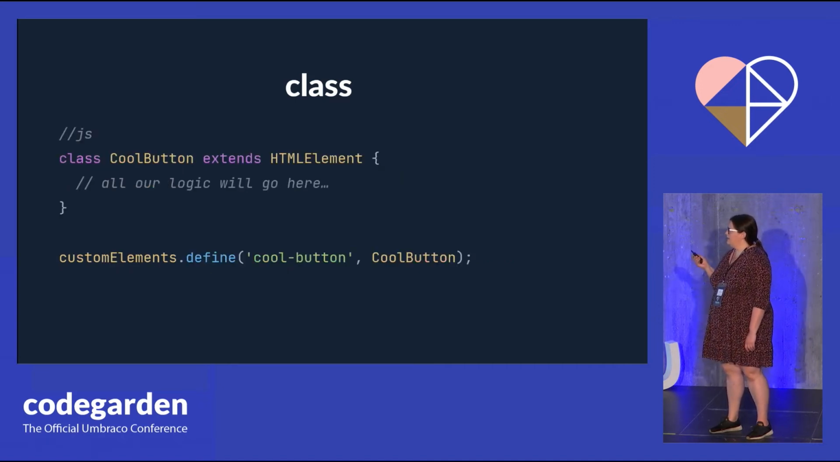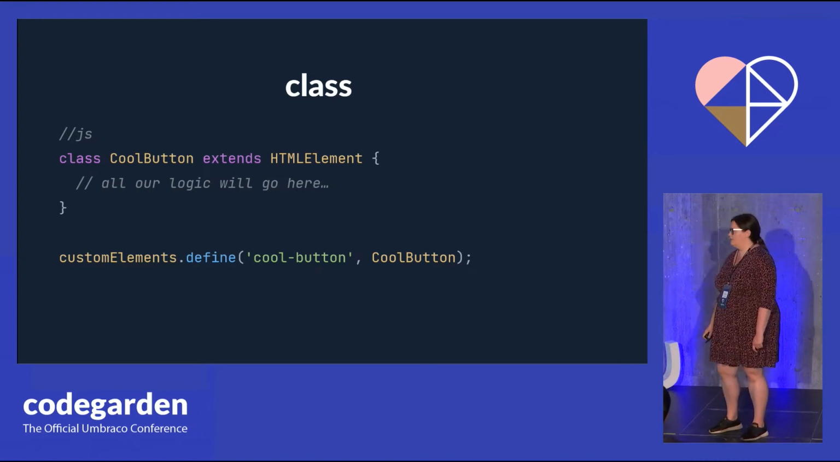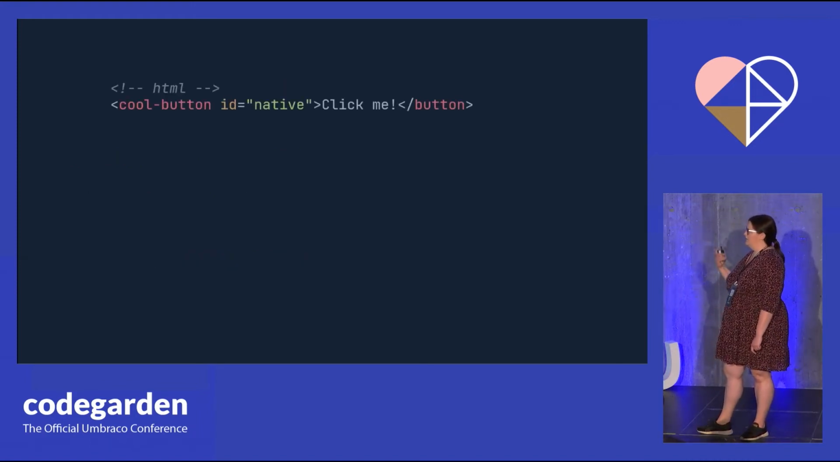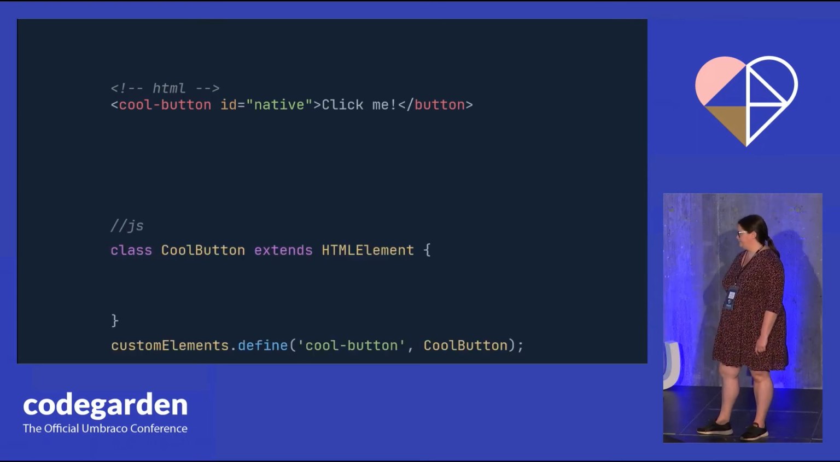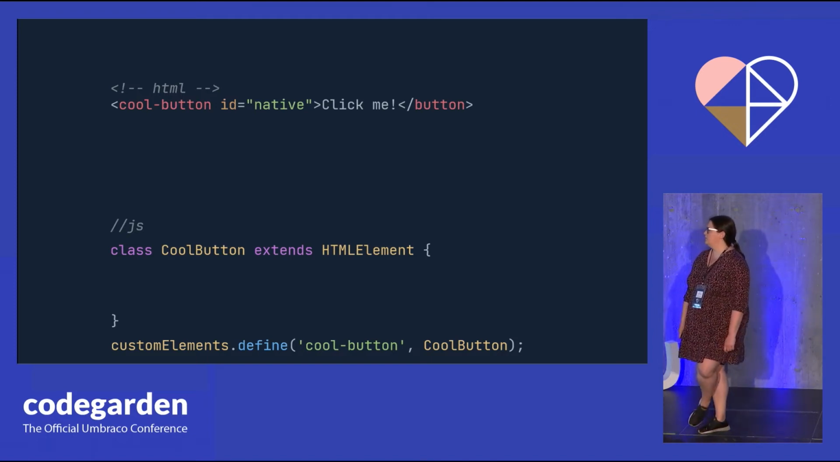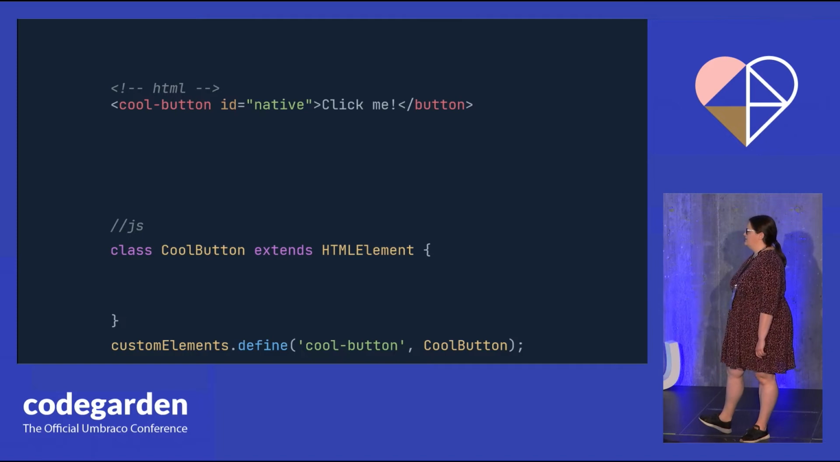So this is why in our class we need to extend the HTMLElement class, and then at the end we need to tell our browser, hey, if you see this, then take this class, and that's how you're going to create this element. So when the browser parses your markup and steps on this weird tag that it never saw before, then it's going to know that it's supposed to use the cool button class and create an instance of it.